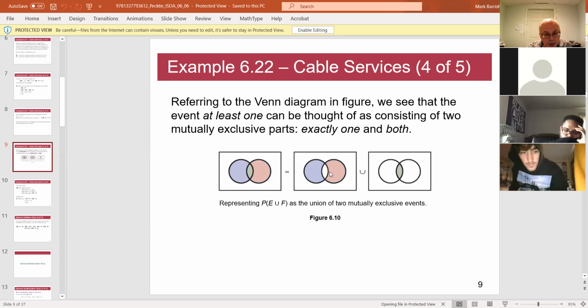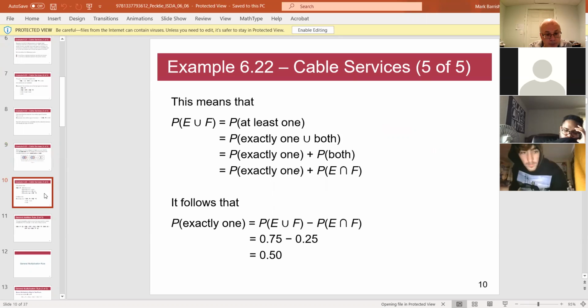In other words, this is the answer we're looking for right here in the middle. It's either one or the other, but not both. That's what the answer is here, which was 0.5. What's the probability of getting exactly one of them? In other words, either internet or telephone, but not both. It's 0.5.